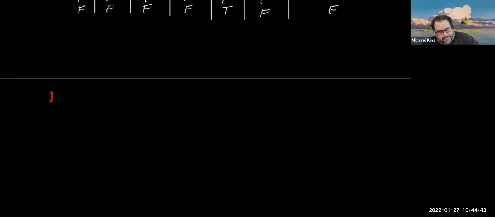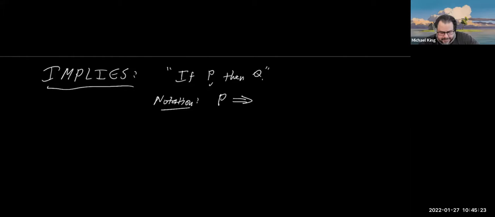So implies, this is like the big one. This is really if then. If P, then Q. That's really what implies means. P implies Q. P logically leads to Q. If P is true, then Q is true. That's what we're talking about. It's an if then statement. So it's definitely more interesting than and and or, right? The notation, which I will use a lot, is this double-headed, double-barred arrow. It's this implication sign.